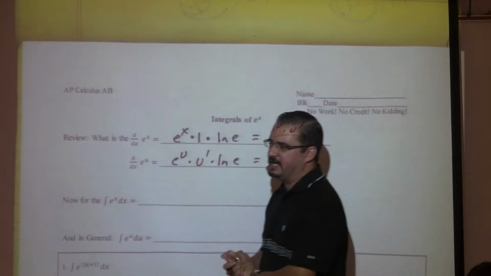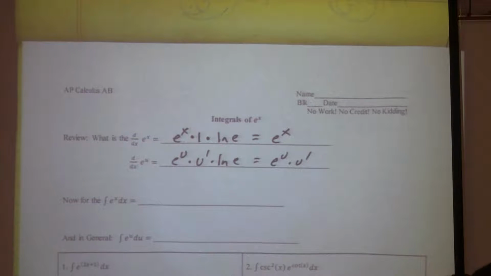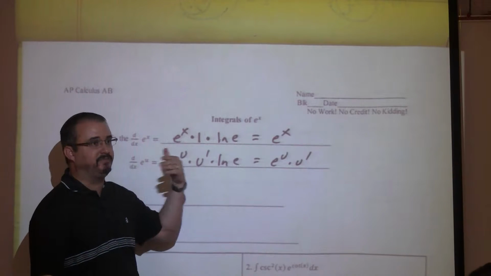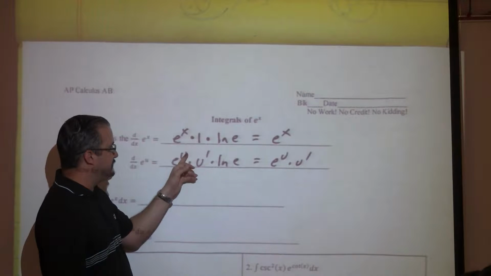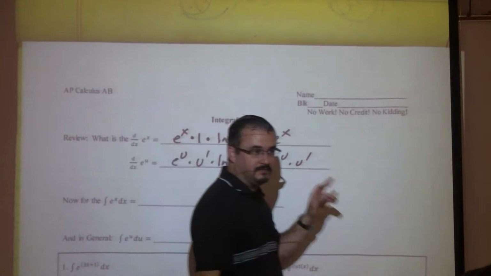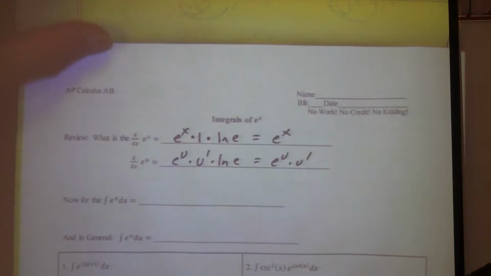Right? Now this only occurs when the base is e, because ln of e is 1, right? If the base was not e, then we would have a different situation. I would have to put what belonged there, right? So if the base was like 5, then it would be 5 to whatever power times the derivative of that power times ln of what? Of that 5, right? Okay? Cool? We'll talk about those tomorrow.